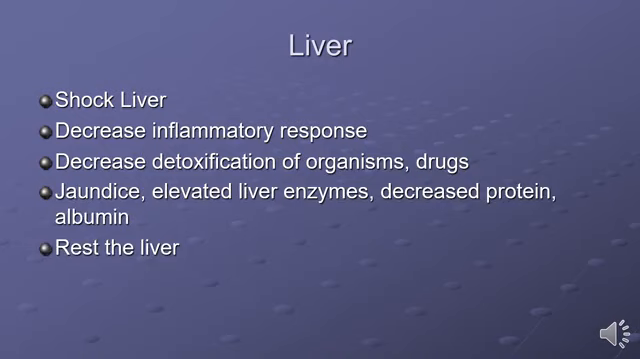In the liver, there is a decreased inflammatory response. They have decreased detoxification of organisms and drugs. They will have jaundice, which is an increase of bilirubin. They will have increased liver enzymes, increased bilirubin and ammonia, and their INR will be high because they will have decreased ability to form clotting factors. They will have decreased albumin and protein. They will have ascites, and the treatment is to rest the liver.